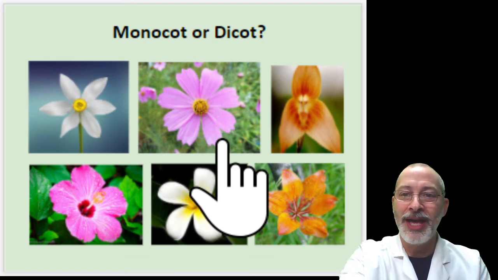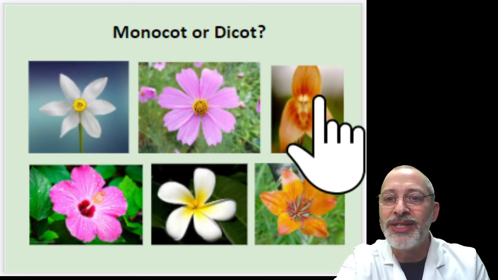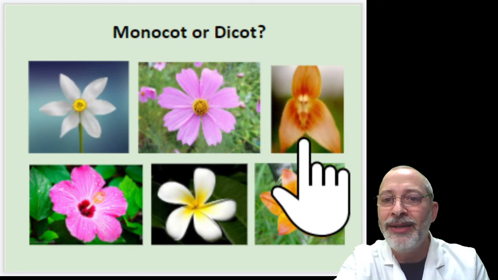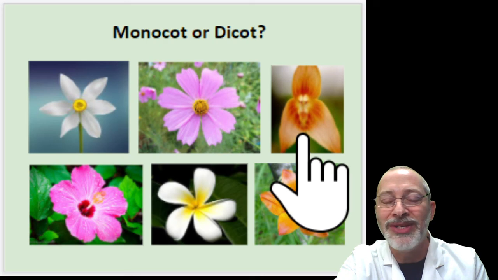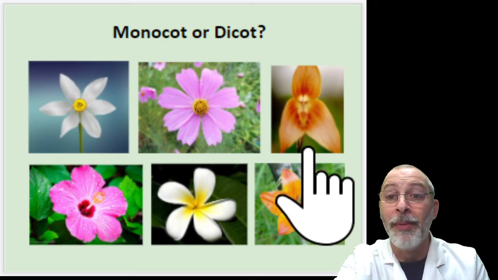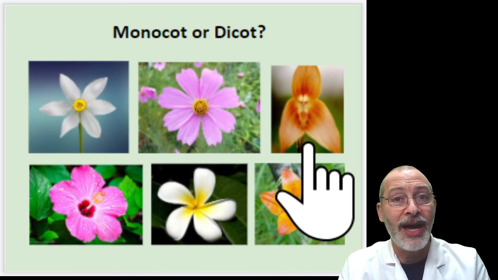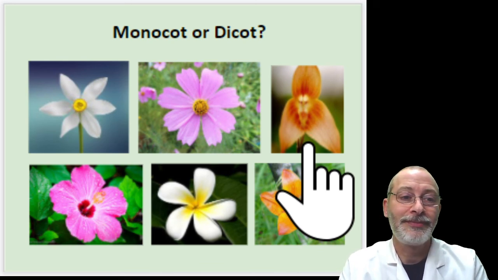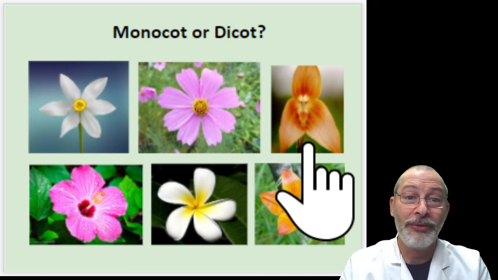Let's check out the next one. Ooh, this is a tiger lily. If you look at this really closely, can you see the tiger or the lion face in this flower? Isn't that cool? Do you see the face? That's pretty wild. All right, but is it a monocot or a dicot? Hopefully you said monocot because it has 3 petals and 3 is a multiple of, well, 3.